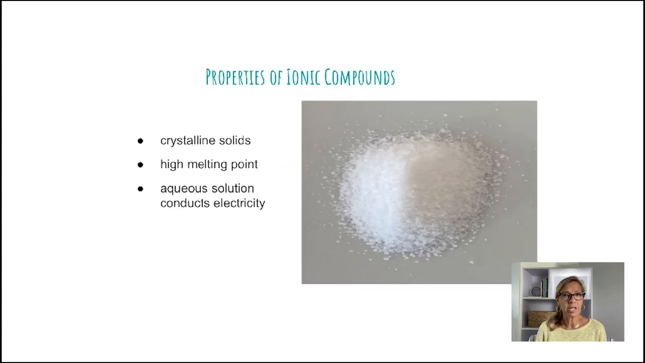But first of all, I want to give you a couple of the properties of ionic compounds. Most of them actually look like this: white crystalline powders. They're crystalline, they have kind of smooth, sharp edges, and if you think table salt, generally most ionic compounds look like that. Some have a little bit of color, different properties, but generally they look like that.